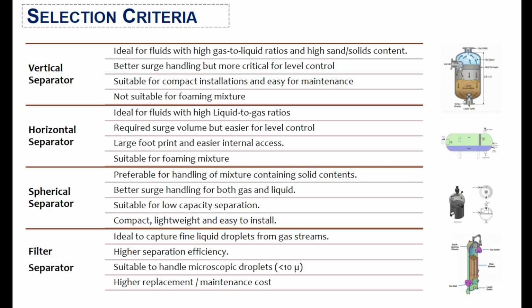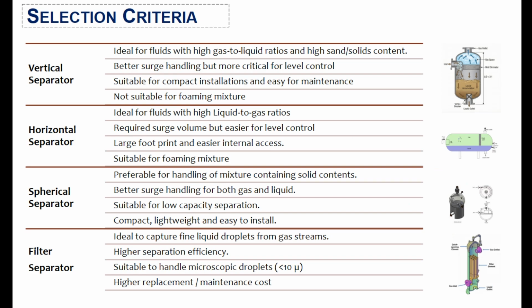Separators are selected based on multiple criteria. Vertical separators are ideal for those fluids which have high gas to liquid ratios and high sand or solid contents. They have better ability to handle surge but are critical for level control. Vertical separators are suitable for compact installations and are easy for maintenance. But they are not suitable for mixtures that have the capability to generate foam.